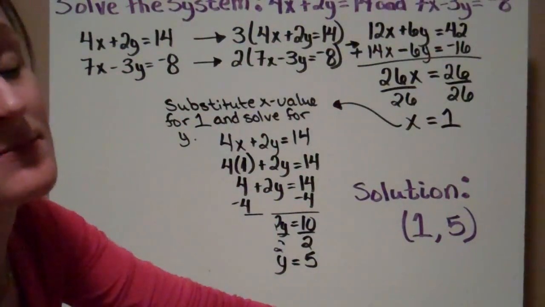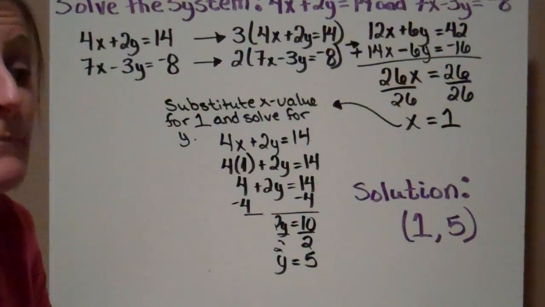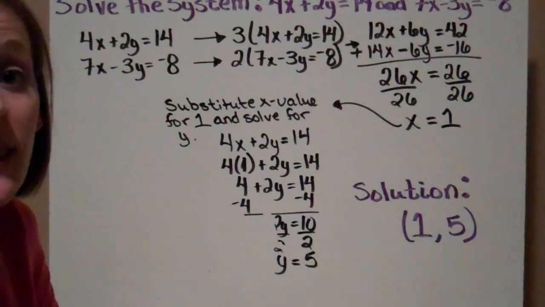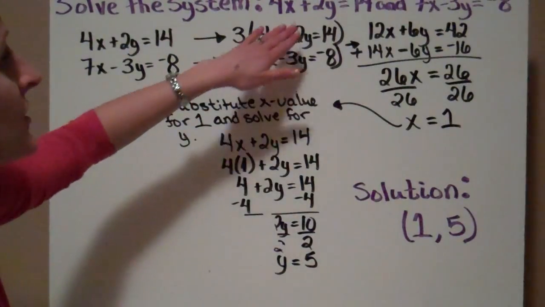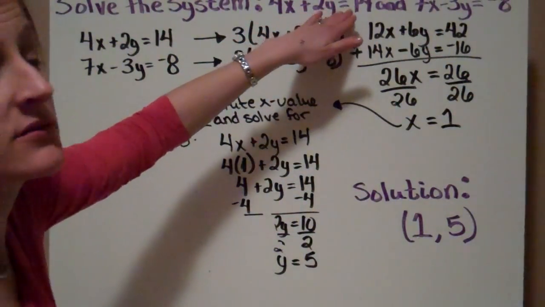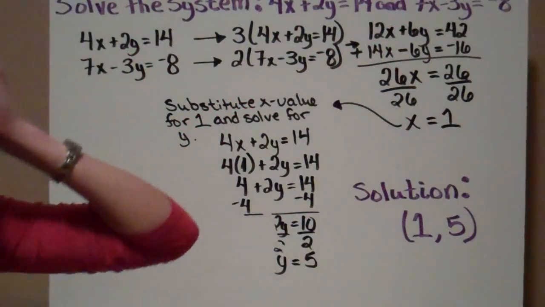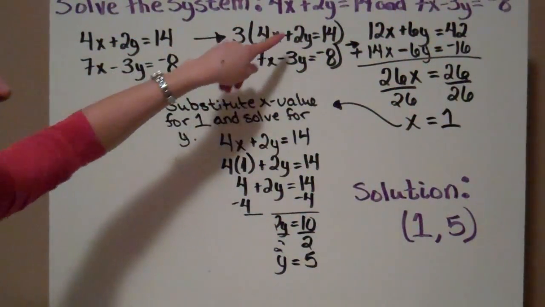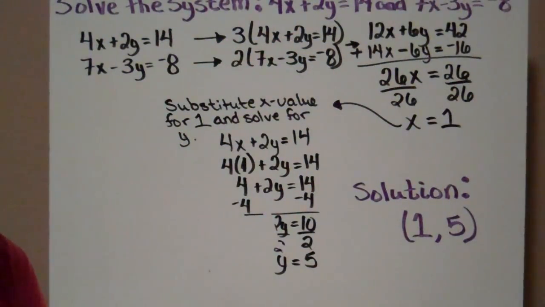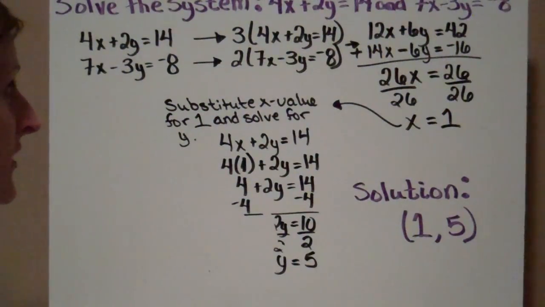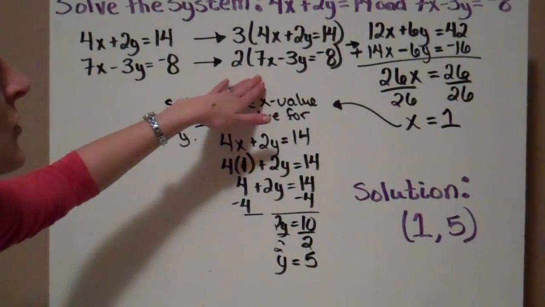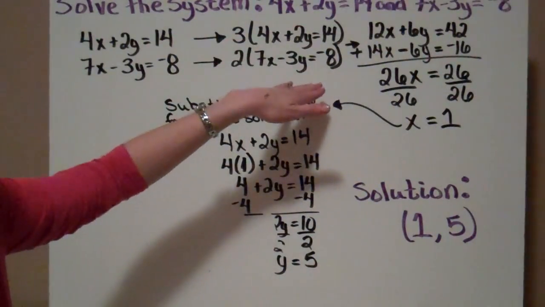Alright, now sometimes I will say you will need to multiply both equations in order to eliminate a variable. So if we look at this one, 4x plus 2y equals 14, and 7x minus 3y equals negative 8. Now, none of these I can multiply just one equation in order to get rid of a variable. So I'm going to have to multiply both equations. Now you can either get rid of x or get rid of y. It doesn't matter whichever one you feel comfortable with. In this one, I'm going to try and get rid of my y's.